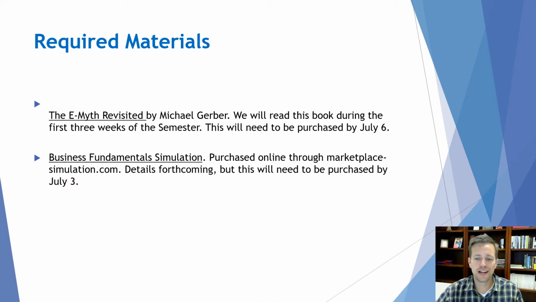Okay, adding this slide in, so I look different. There are two required materials for the course. The first is a popular press book called The E-Myth Revisited by Michael Gerber. We will be reading that book during the first 3 weeks of the semester. So that needs to be purchased by July 6th. We won't be reading it the first week, but the second and third weeks, you'll be reading it and writing a paper on it that's due after the third week. So, you need to go ahead and get that purchased as soon as you can so that we can start in week 2.